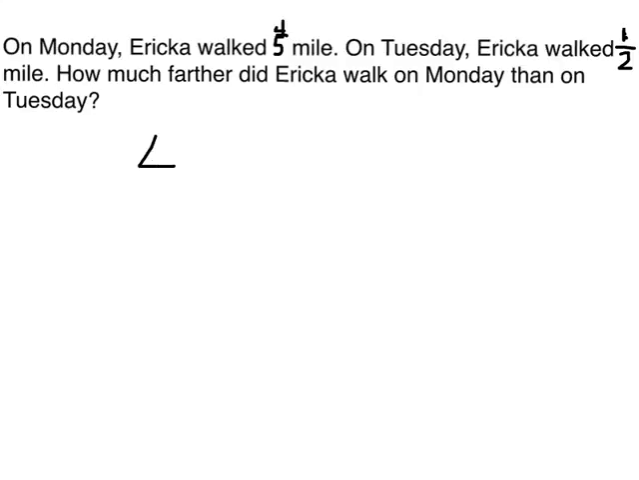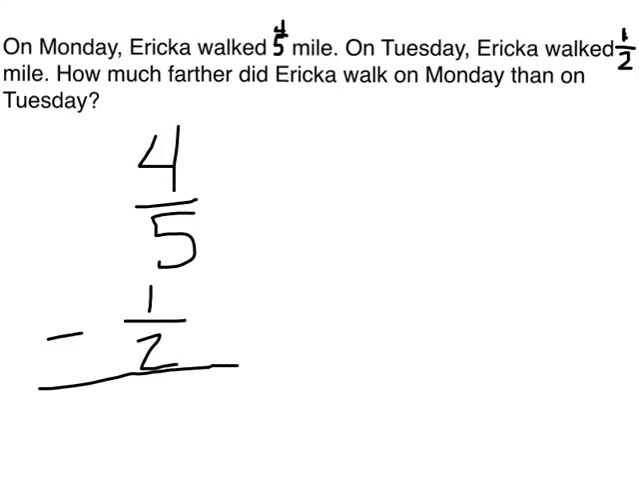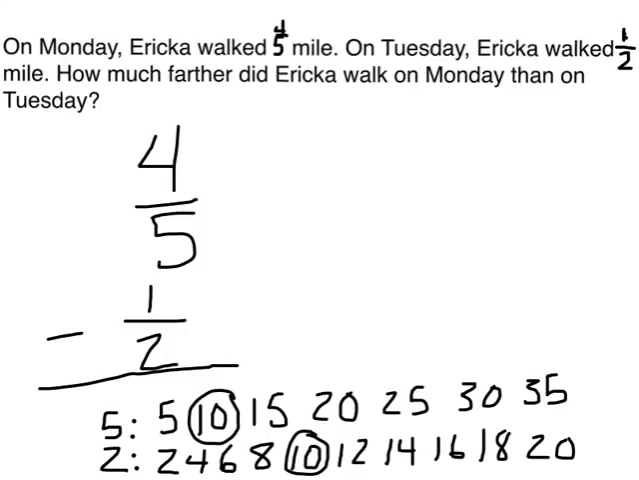This problem is asking me to subtract 4/5 of a mile minus 1/2 of a mile because I'm finding the difference between them. What's the first thing I need to do to add or subtract unlike fractions? I need to find the least common denominator. Go ahead and list your multiples of 5 and 2 to find your least common denominator. What is the LCD? The smallest number that is a multiple of both 5 and 2 is 10.